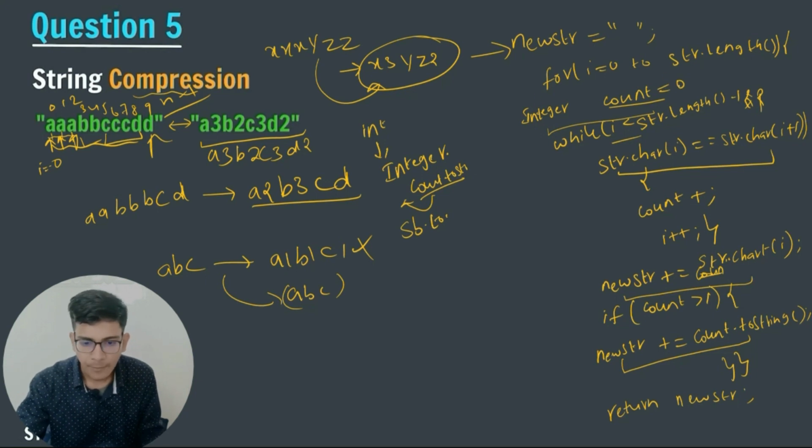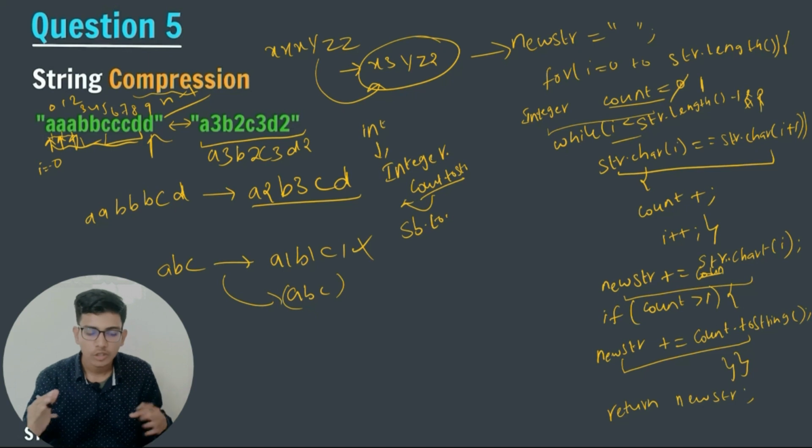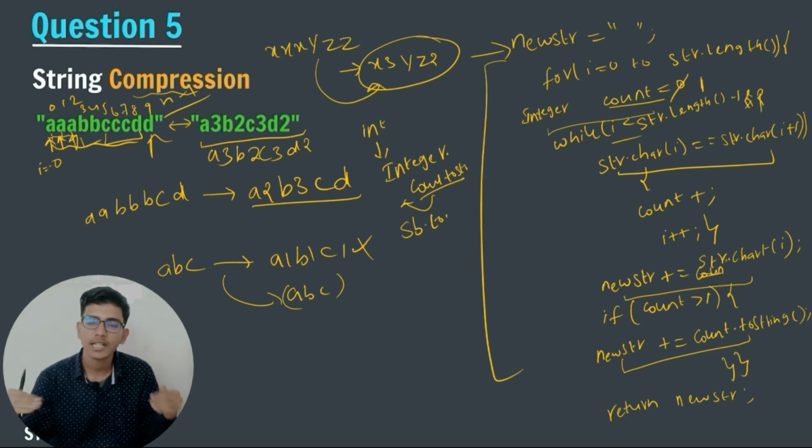In here, the occurrence of each character is 1, right? So I'm going to initialize with count equals 1, not 0. This is the only change. So this is the pseudocode for compressing my given string. Now let us code this and understand even better.